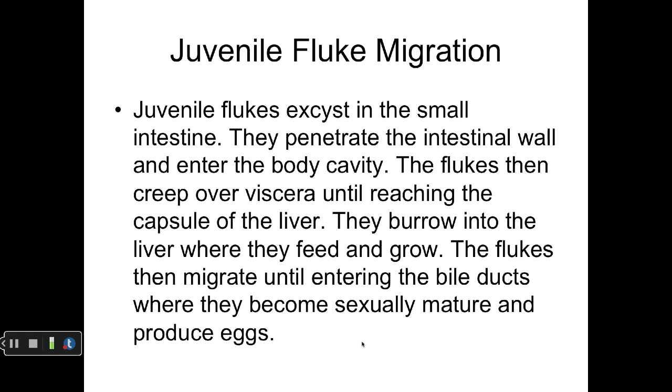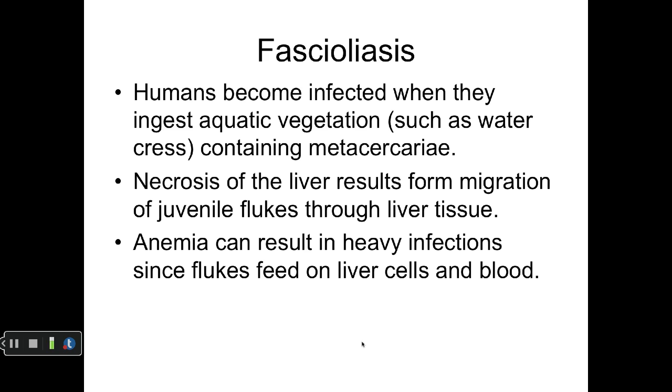So these are monoecious individual worms where they have both male and female reproductive structures, although, as with other trematodes, they can practice cross-fertilization between two monoecious individuals. So the disease in humans is known as fascioliasis, and as I indicated previously, people become infected when they ingest watercress or other forms of aquatic vegetation with metacercaria.